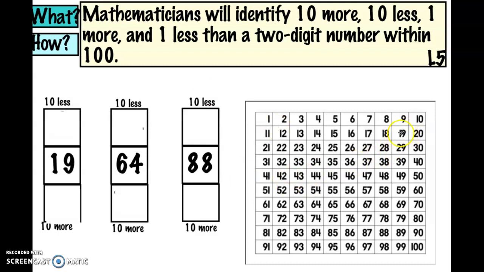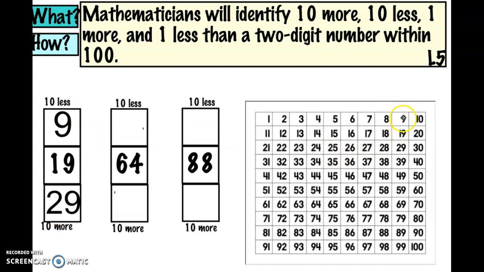So let's see. Now we're going to practice finding 10 less and 10 more. So we're going to find a given number, which is 19, right? We can count back 10 spaces to find 10 less, and we can count forward or count up 10 spaces to find 10 more. Or we can just look at the pattern that we're about to see. Here we go. So 19, 10 less will be what? 9. 10 more will be what? 29.